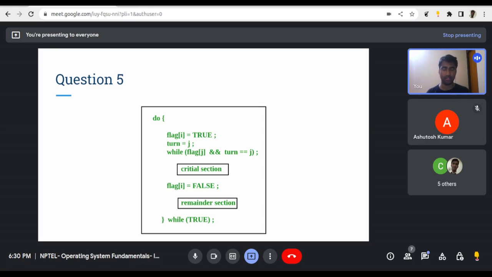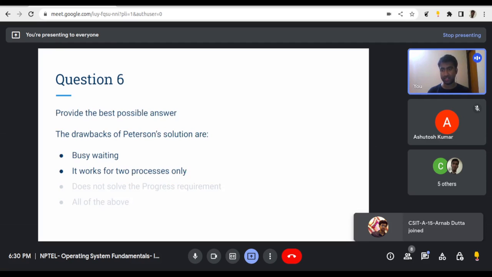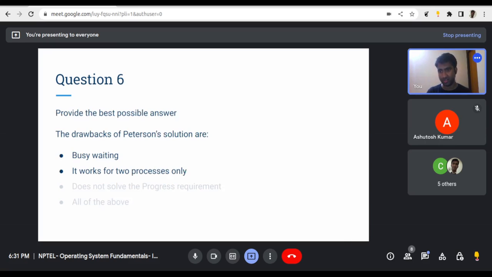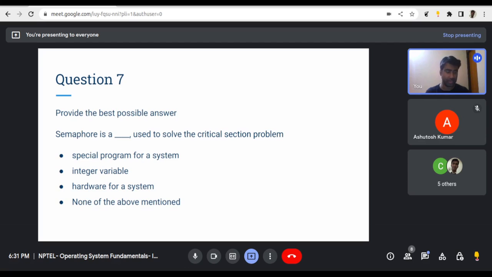And another problem is that it just works with two processes. As I said, you can assign the turn to just one other process. So that results in a problem. So these are the two problems related to the Peterson solution. It solves the progress requirement obviously, and all other requirements. So A and B are the answers. Okay. Anyway, let's move on to the next question.